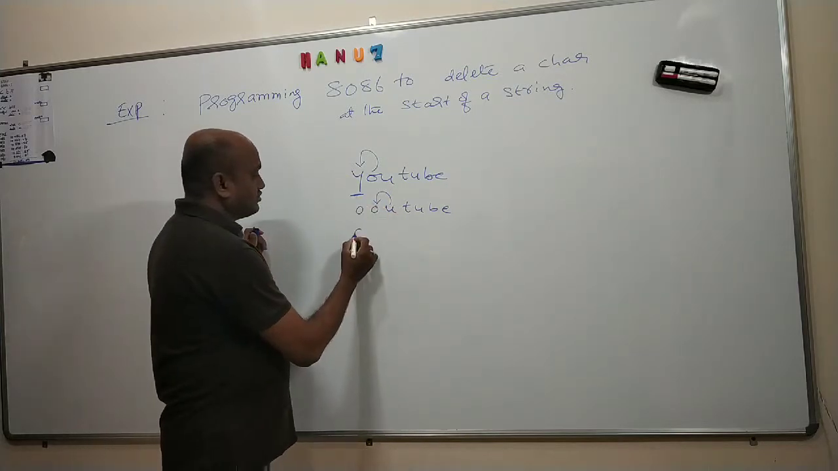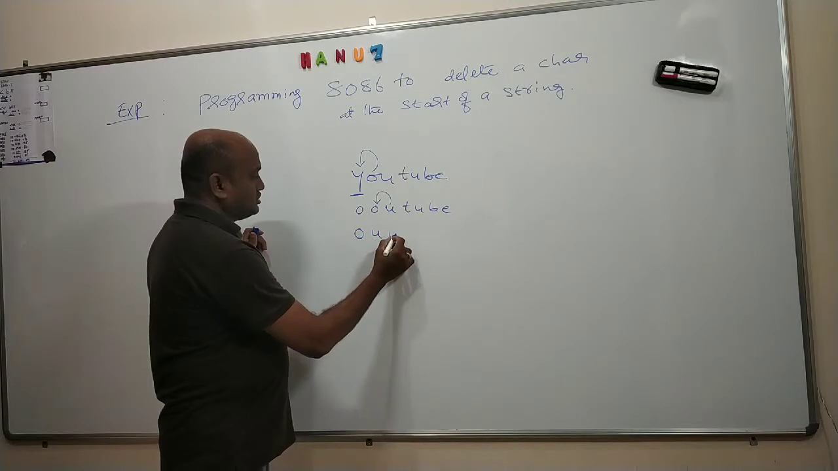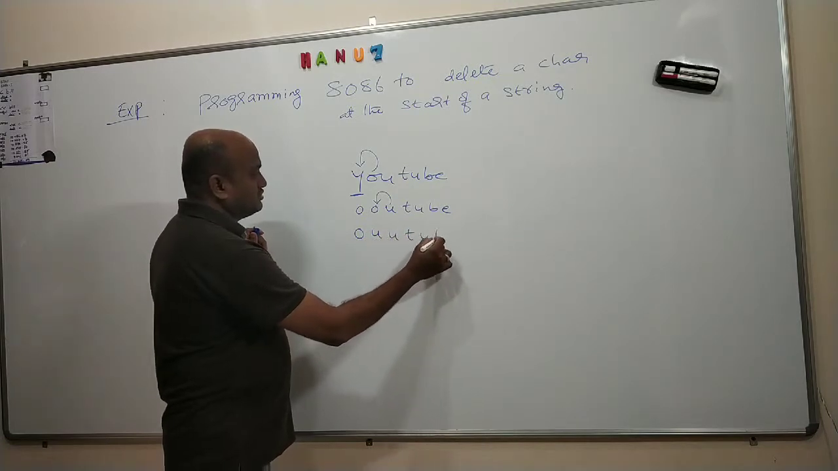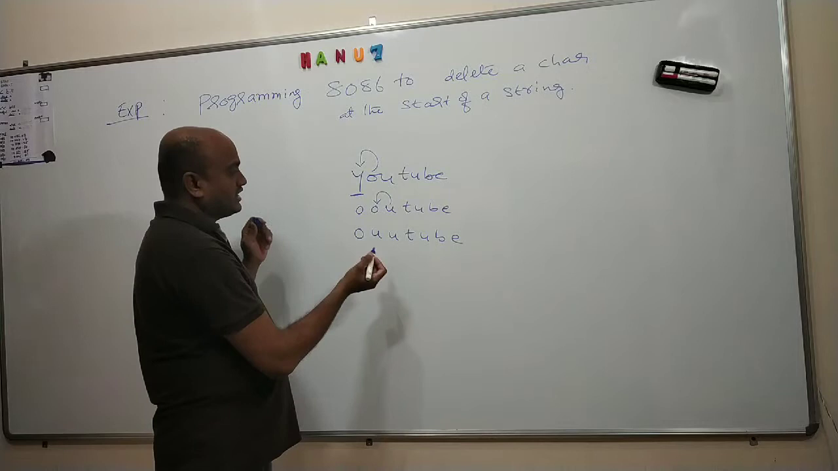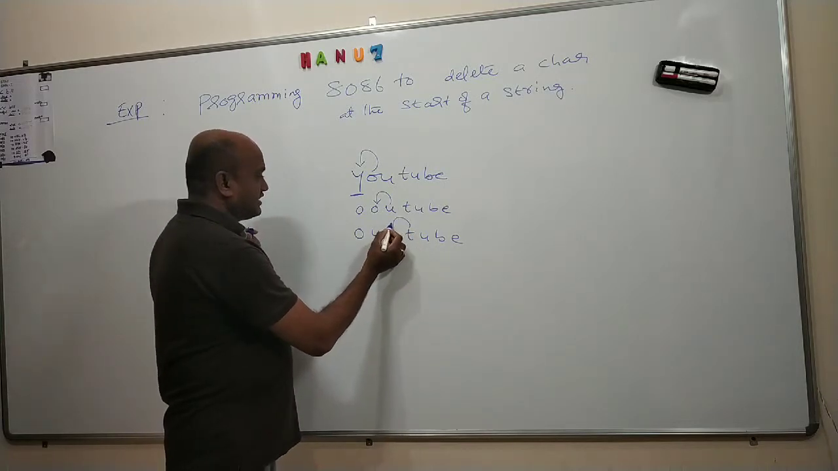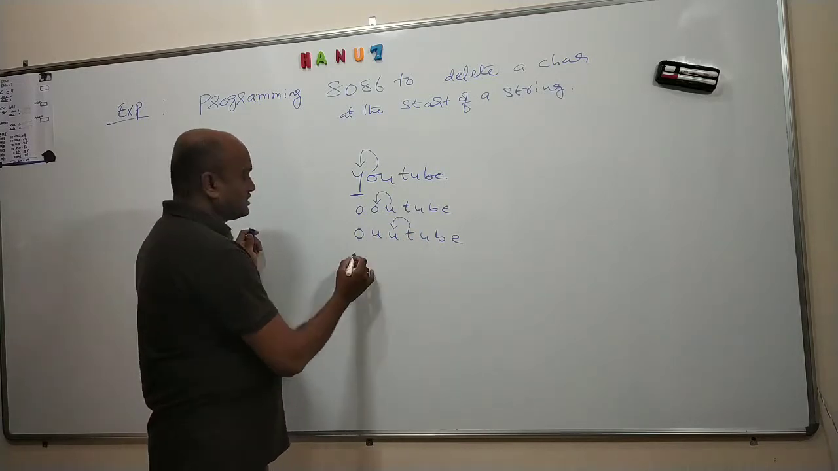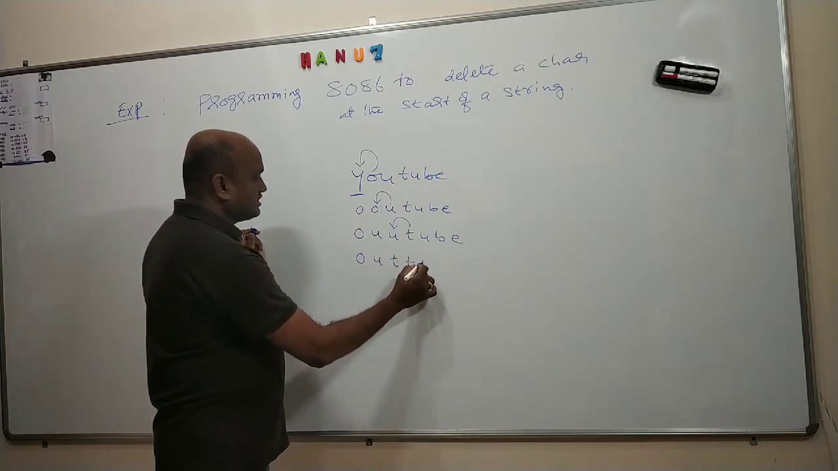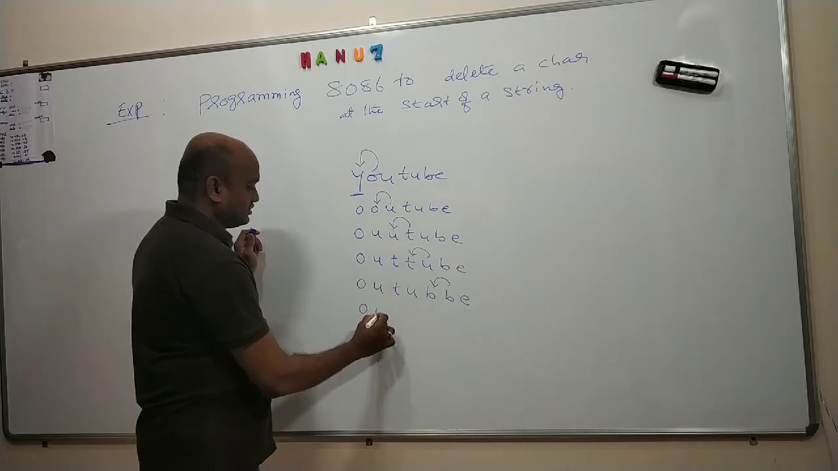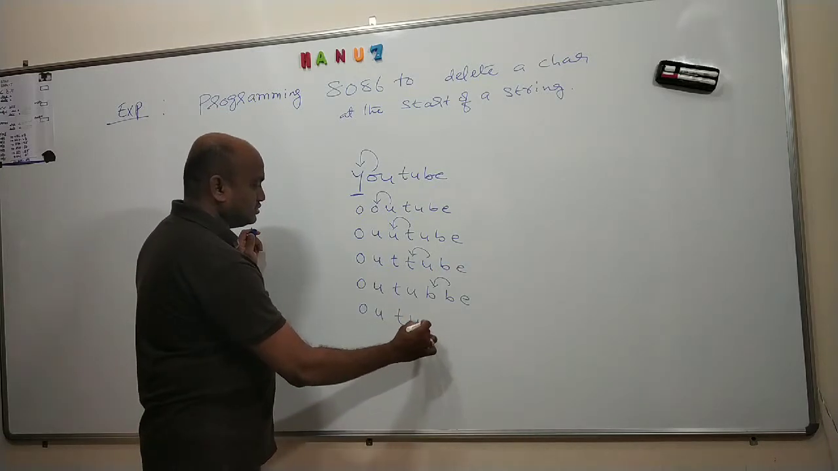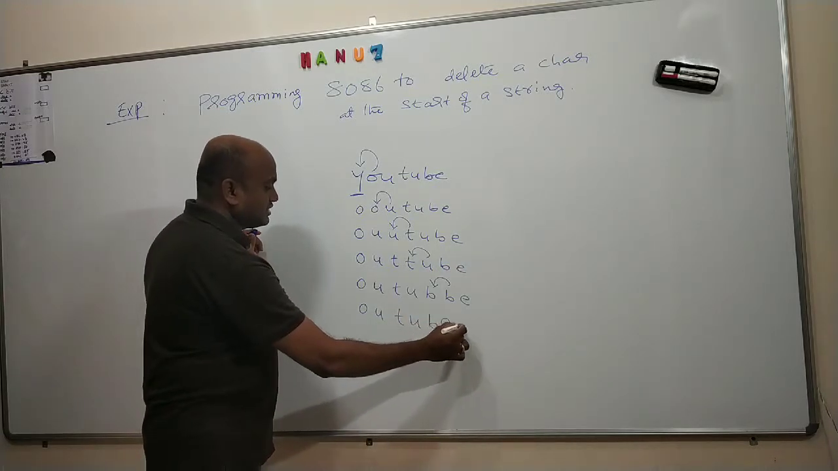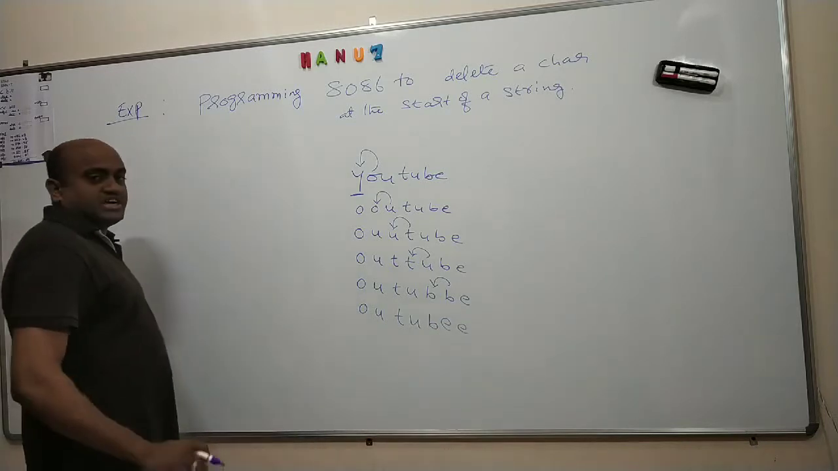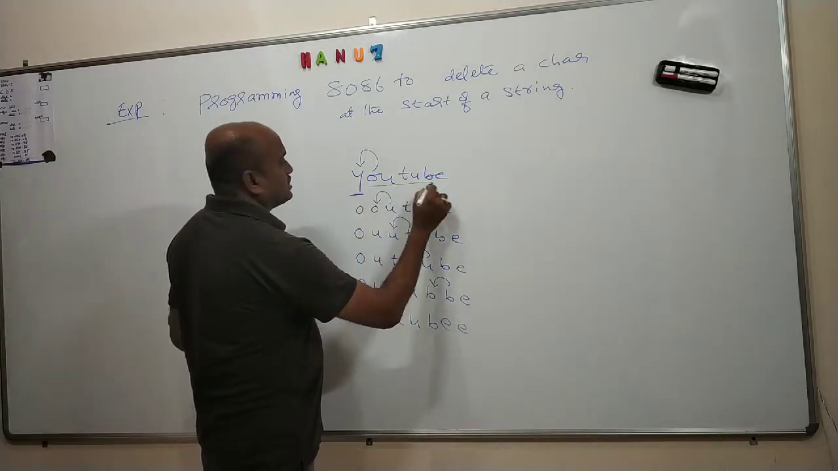Then this will become OUUTUBE, and I repeat the process. This character I want to move to the previous location. Then this will become OUTUBUE. So my desired output is this: OUTUBE.